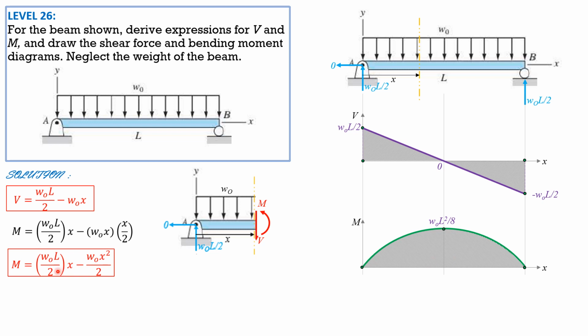So if we differentiate this moment equation, it corresponds to the slope of the tangent to the moment curve. If we differentiate this with respect to x, it is WOL over 2 minus WOx, which is the shear. Take note, if we differentiate moment with respect to x, it is the shear. So take note of that relationship. That is very important later on in constructing shear and moment diagrams.